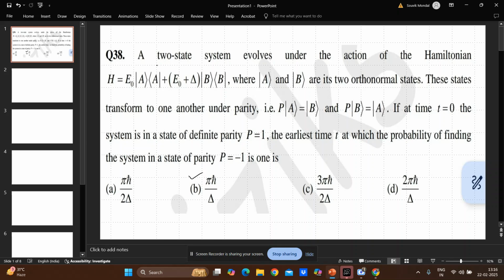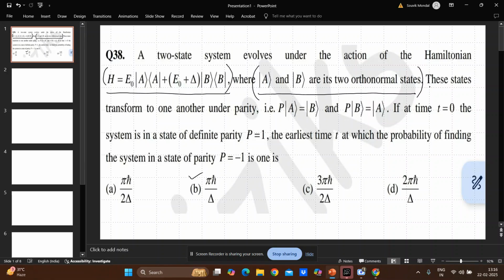Okay. So they say the two-state system evolves under the action of a Hamiltonian. This is the form of Hamiltonian they give. I will explain a little bit about this form, because sometimes it may be confusing for someone. Where A and B are two orthonormal states. Also note this point because normally we ignore it, but sometimes it's very important, and especially for this problem I will give you a counter example of what will happen if these two states are not orthonormal.